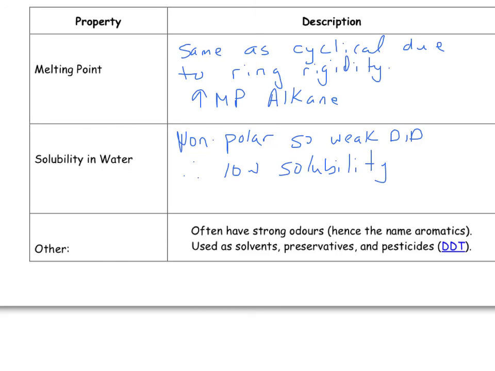Now, other things you need to know about aromatics: they often have strong odors, which is where the name aromatic came from. They are used as solvents, they're used as preservatives, and they're used as pesticides.